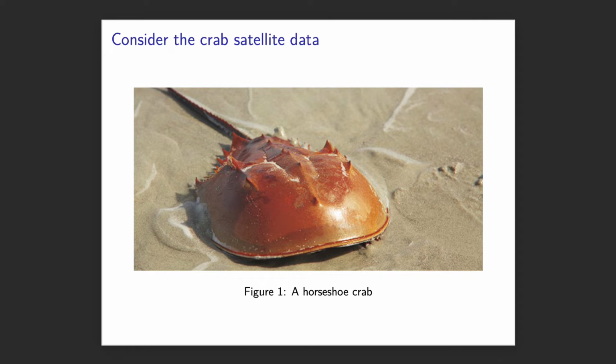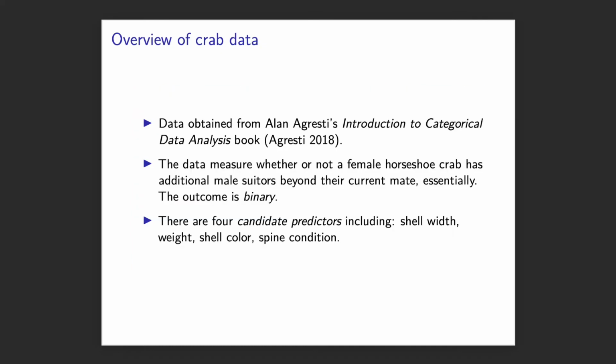I took this from Alan Agresti's Introduction to Categorical Data Analysis book, and the binary measurement is whether or not a female horseshoe crab, while mating, has additional male suitors, other potential mates in the vicinity, which would suggest that they have traits that are useful for reproduction. So the question really is, as reproduction goes, what are the things that differentiate the appeal of different horseshoe crabs? The outcome's binary for these data.